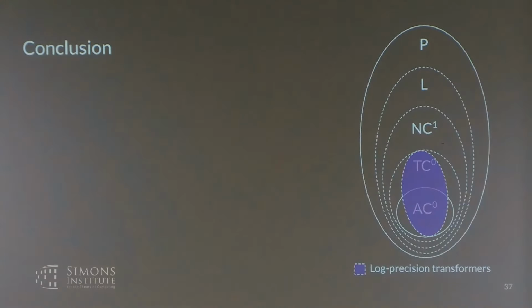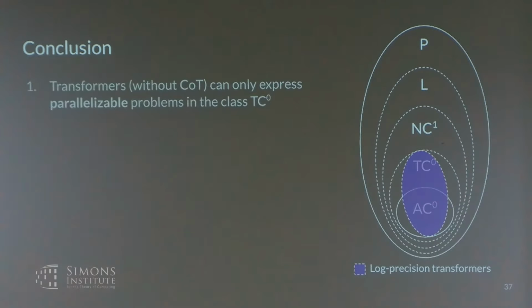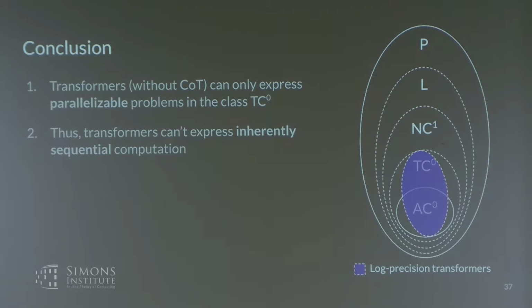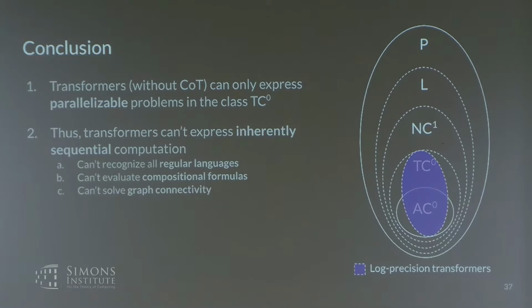Okay, so with that, I'm just going to wrap up quickly. The high-level takeaway from this line of research, or one of the takeaways, is that transformers, if we use them as classifiers without any chain of thought, can only express parallelizable problems, formally problems in this class TC0. And thus, transformers can't express inherently sequential computation. This includes recognizing regular languages, evaluating compositional formulas, and solving graph connectivity questions, among many other problems that are shown to be complete for different classes within P.